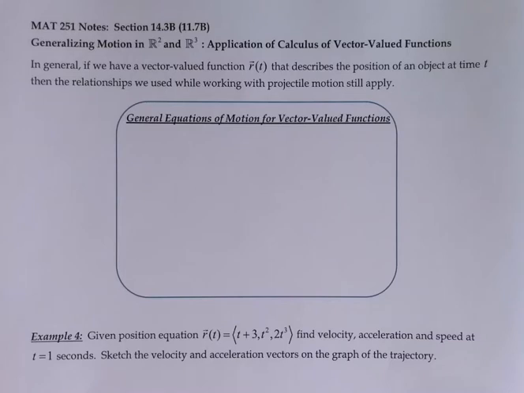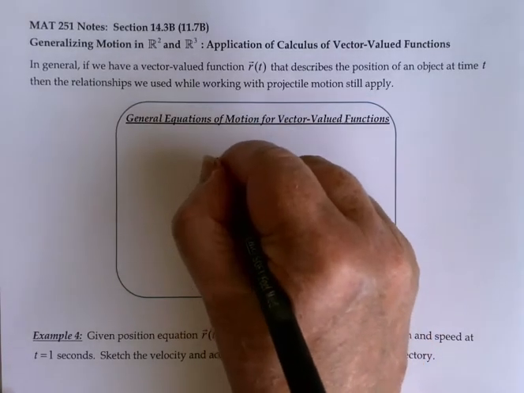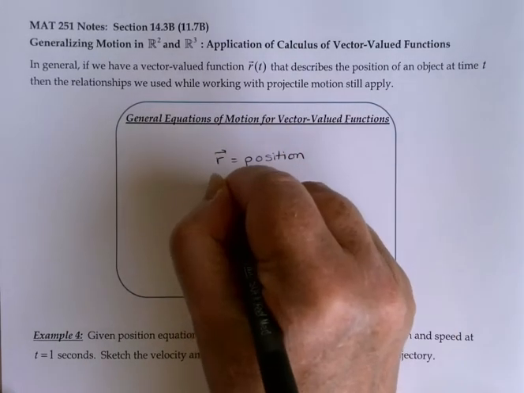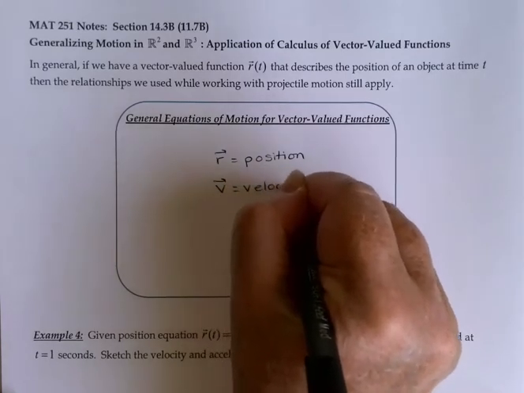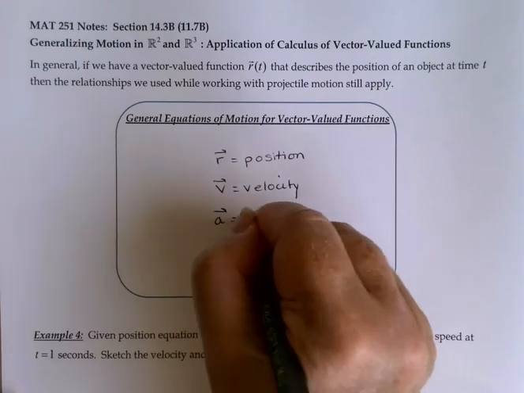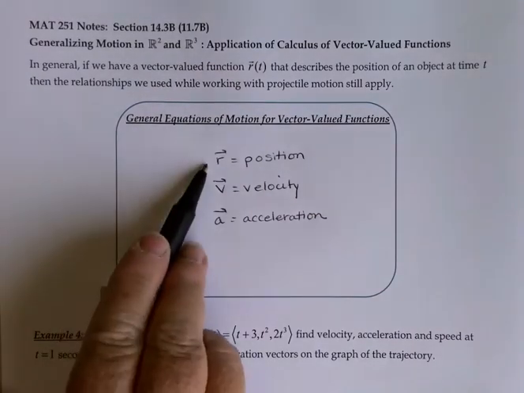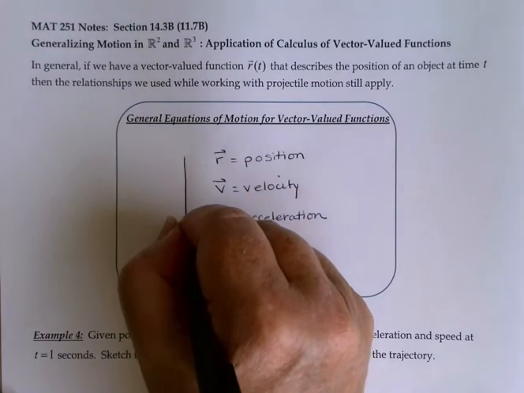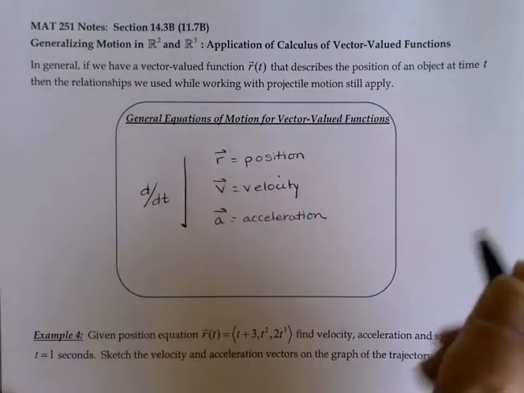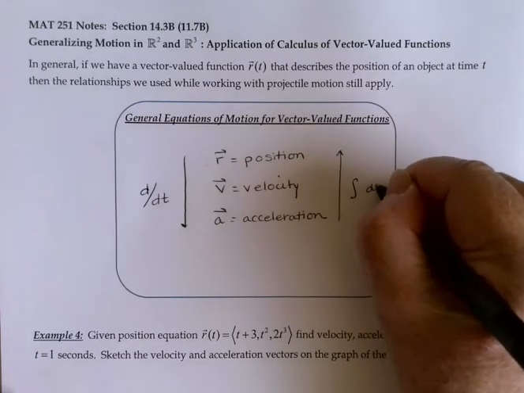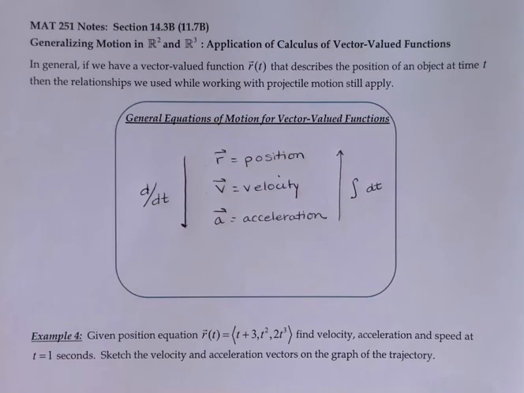The fact that it's still general doesn't, however, mean that the relationships between r, v, and a are no longer valid. They are. So in general, if r is your position function, v is your velocity function, and a is your acceleration function, then to go from r to v to a, we take derivatives with respect to time. And to go from a to v to r, we take integrals with respect to time. Same relationships as we had, it's just that we're no longer going to interpret them as projectile motion or forces of gravity or anything like that.